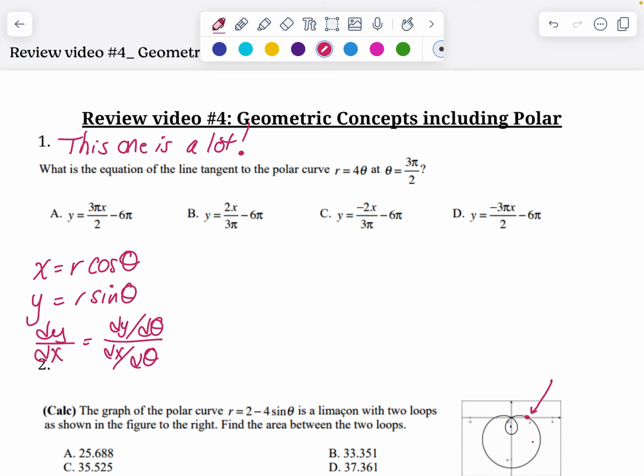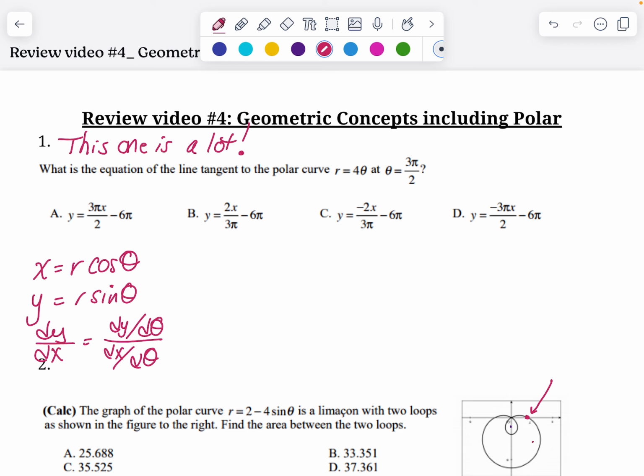That is, I believe, problems 1, 2, and 4. And then after that, we'll move into the ones that do not involve polar. So if you're looking just for that part, you can fast forward, because that's going to be in the later part of it.